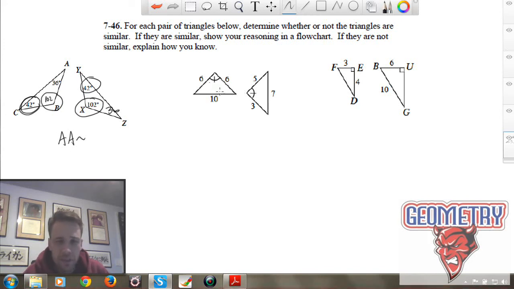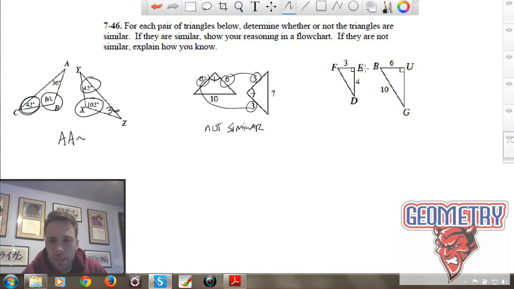The second set of triangles, it looks like they're both isosceles. This one's an isosceles triangle, 6, 6, and 10, and this one is not. So there's no way they can be similar, because if they were similar, they'd have the exact same ratio to go from one side of the triangle to the corresponding side of the other triangle. And there's obviously not the same ratio to go from 3 to 6 as there is from 5 to 6. It's a different ratio, so it can't be similar. So this pair is not similar.